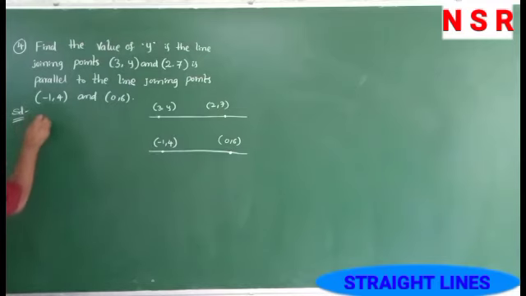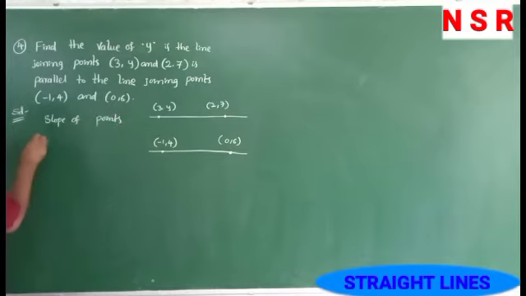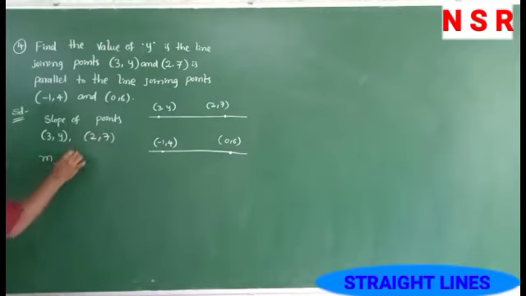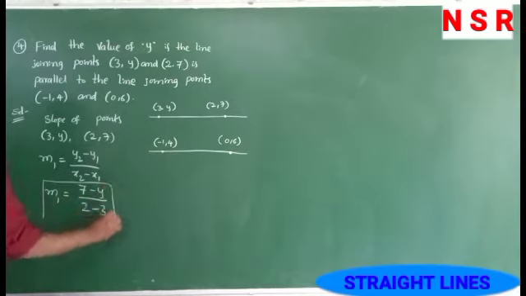So here we are finding the y value, given that these 2 lines are parallel and pass through 2 points. So first find the slope of the first line, with points 3, y and 2, 7. So m1 equal to (y2 minus y1) by (x2 minus x1). m1 equal to, this is x1, y1, x2, y2, so (7 minus y) by (2 minus 3). So this is m1.